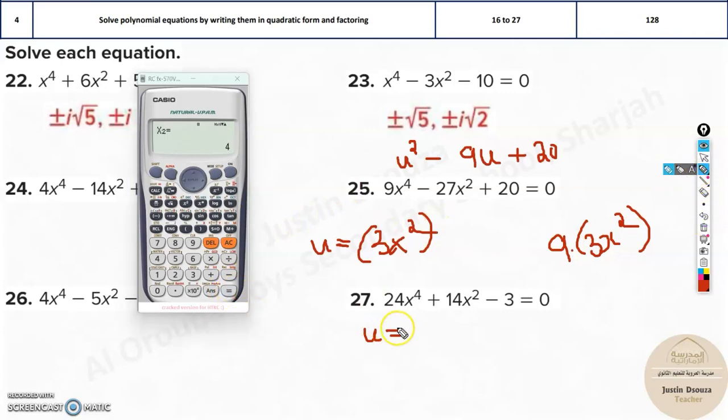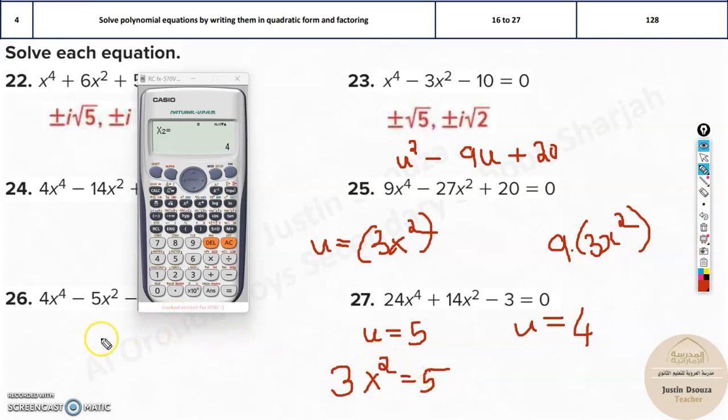So let me write it properly. u is 5, u is 4. Sorry for that. And all you need to do is, what is u? You assumed u to be 3x squared, which I've already written. So now write 3x squared equals 5 and simplify this.